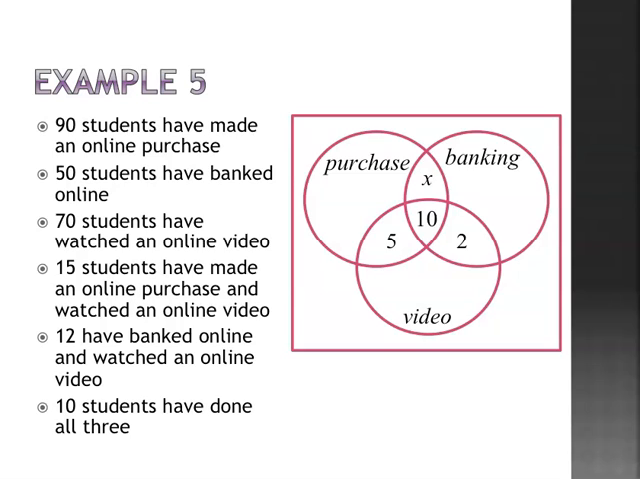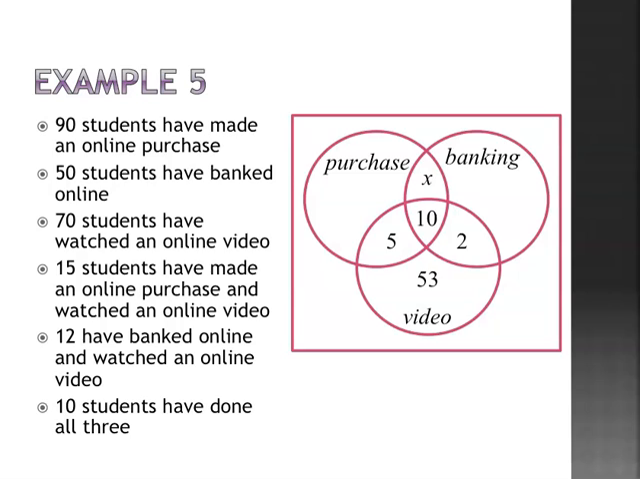Now we're told that 70 students have watched an online video. Since 70 students have watched an online video, and we already have 5, 10, and 2 that are accounted for here, we have to subtract out the 5, the 10, and the 2 to get the remaining students who have only watched an online video. So 70 minus 10 minus 5 minus 2, that gives me 53.